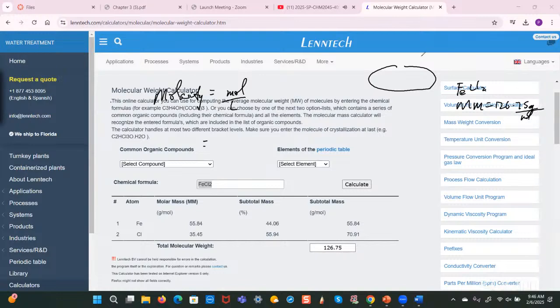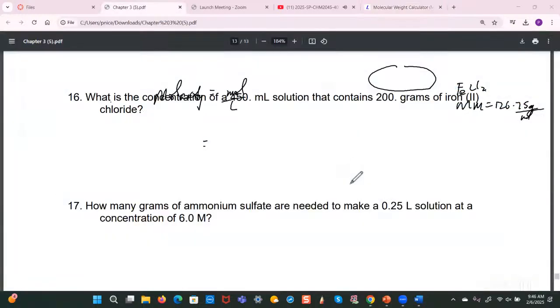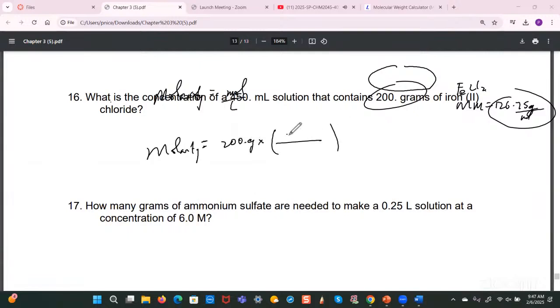Okay, so going back to the question. To get the molarity, we divide the moles. So how do we get the moles? Now that we have the molar mass, and they gave us the grams: 200 grams multiplied by 1 mole on top, 126.75 in the denominator. That will give you the moles, because the gram units will cancel out. Then we divide by the volume in liters.